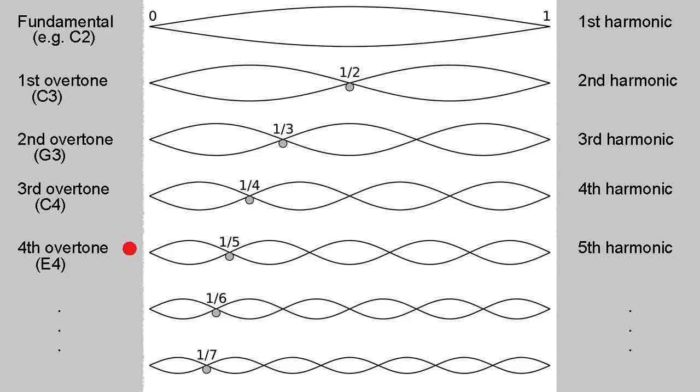This process of stepping up from the fundamental in the frequency ratios 2 to 1, 3 to 2, 4 to 3, 5 to 4, and so on, gives rise to what's known as the natural tone series. It's a series built by moving up from the fundamental in successive overtones.